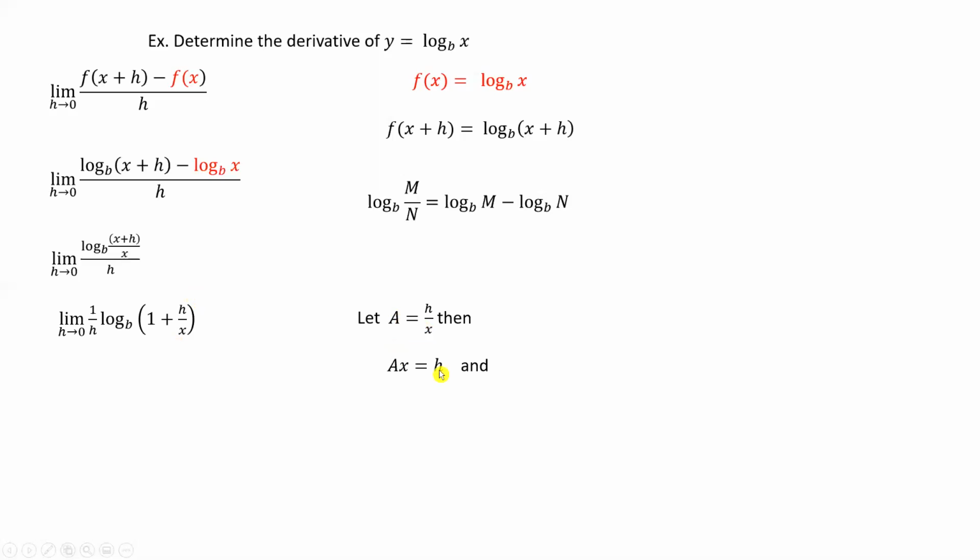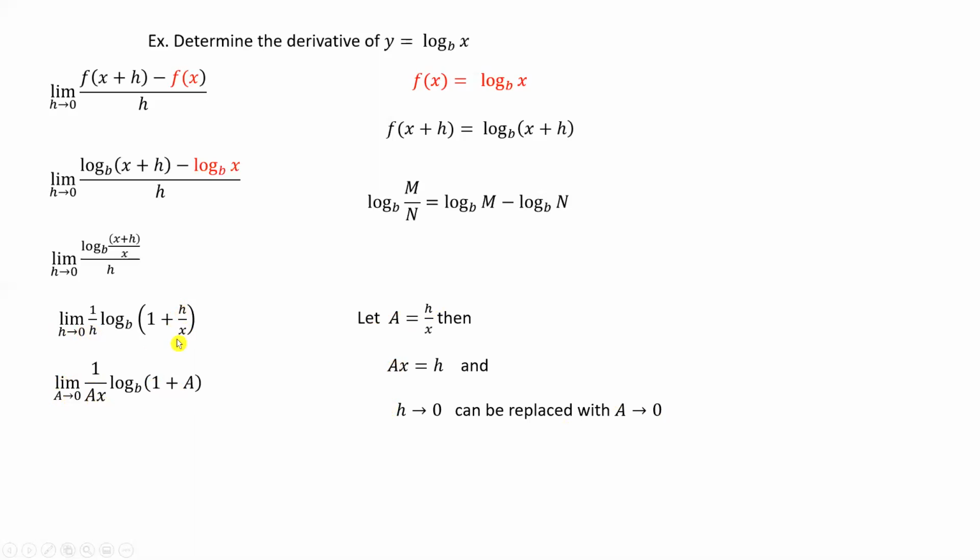So x times a is equal to h, so we'll be able to put that in. h over x is a. We just have to get rid of the limit now as well. So if h is going to 0, what is a doing? If h is going to 0, it looks like a is also going to 0. So your new limit, instead of h going to 0, we'll replace it with a going to 0. Instead of h, we'll use ax, so this becomes 1 over ax. And instead of h over x, we'll replace it with a.